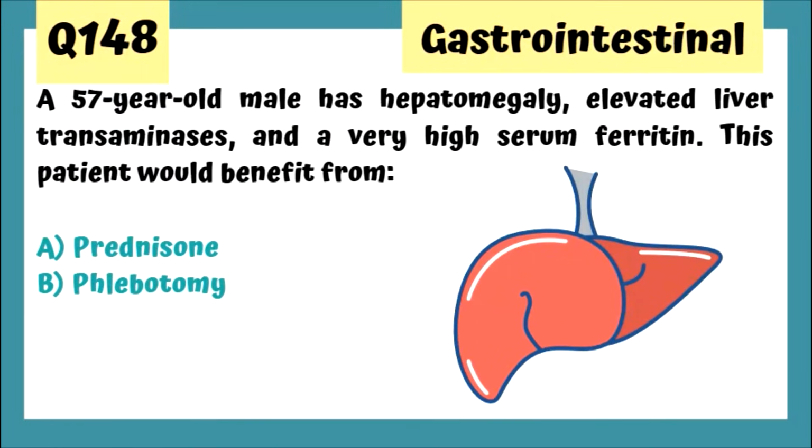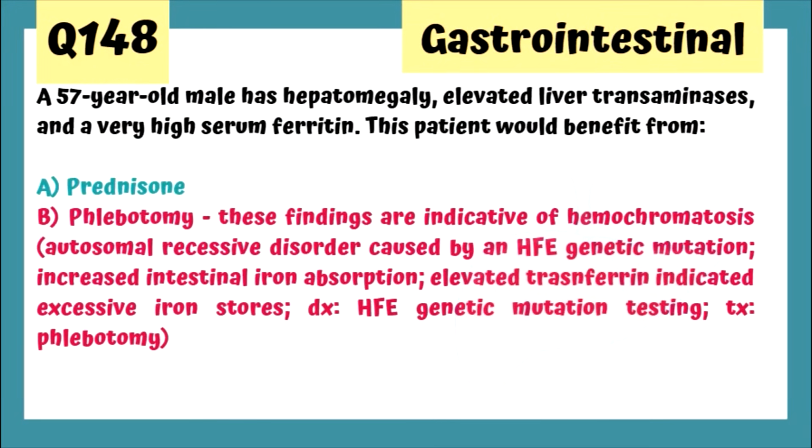Question 148. A 57-year-old male has hepatomegaly, elevated liver transaminases, and a very high serum ferritin. Okay, this sounds very much like hemochromatosis. He would benefit from phlebotomy. As we mentioned, hemochromatosis is an autosomal recessive disorder caused by an HFE genetic mutation. There's increased intestinal iron absorption, and the diagnosis is with HFE genetic mutation testing and treatment is with phlebotomy.